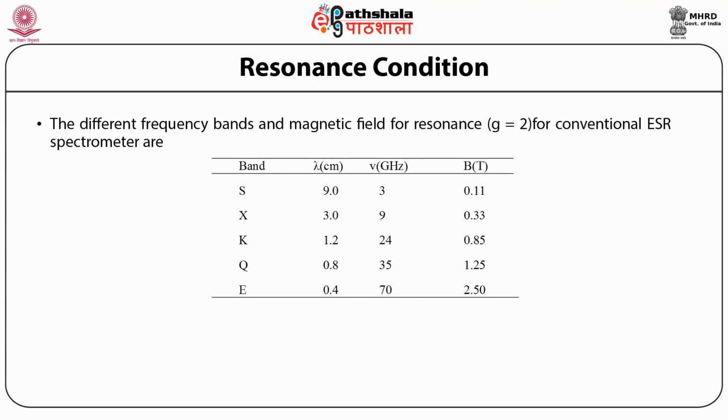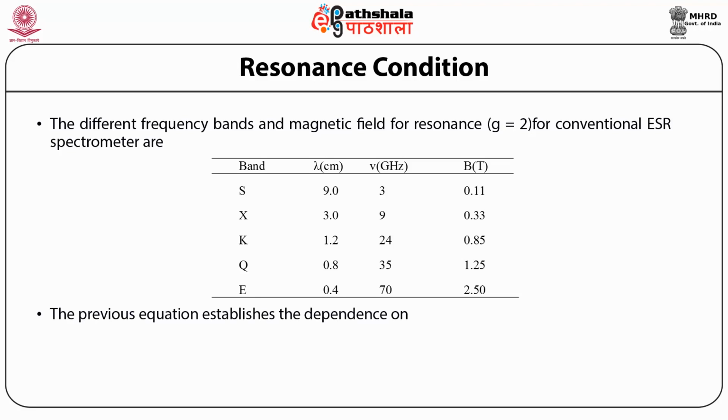The different frequency bands and magnetic field for resonance, where g is taken as 2 for conventional ESR spectrometers, have been given in the table, where S band, X band, K band, Q band and E band correspond to the wavelengths, and the frequency and the magnetic field B have been shown.